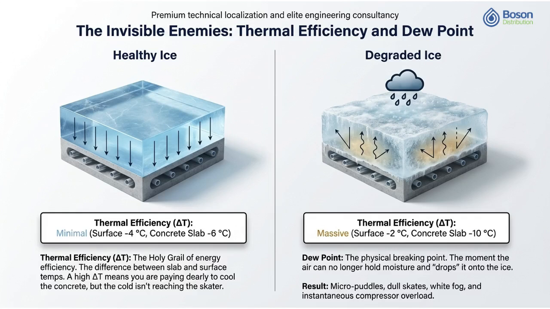Next is the dew point. This is the physical breaking point. It's the moment when the air in the arena can no longer hold moisture and literally drops it onto your ice. The results are micropuddles, dull skates, white fog, and instantaneous compressor overload.